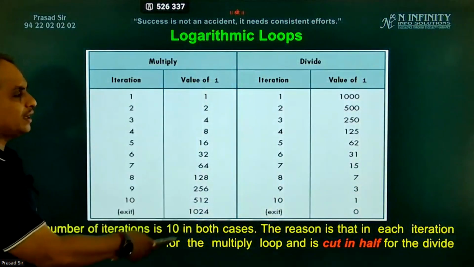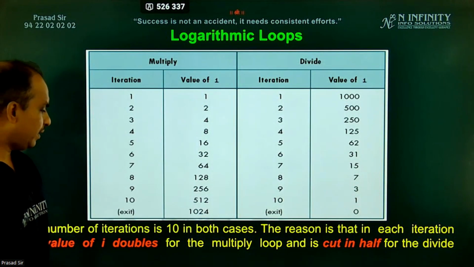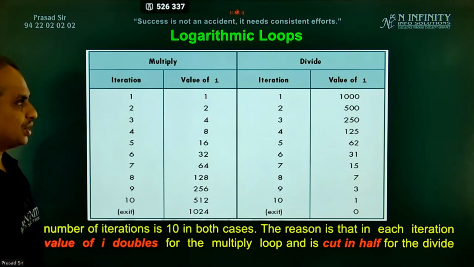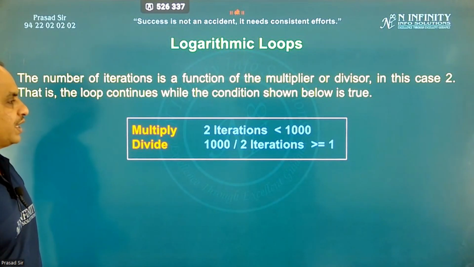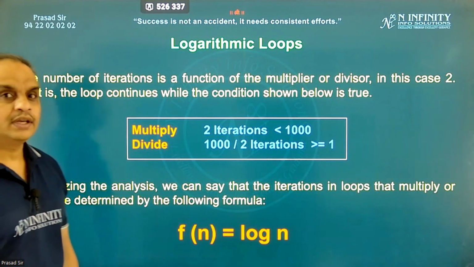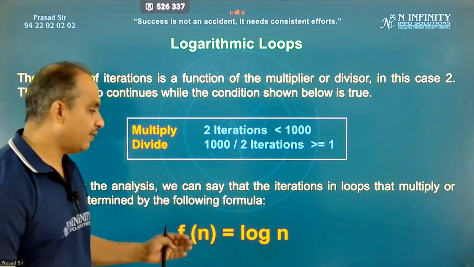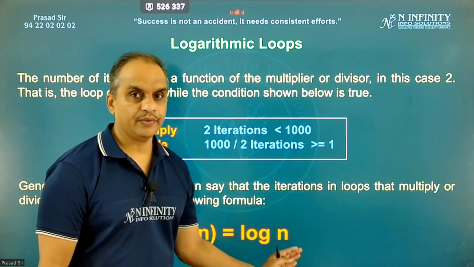Okay, so definitely so many iterations we need, right? Okay, so 10 iterations will be carried out in both the situations that we discussed, and in such a case we can say that the complexity or functionality of this loop can be given as log of n, right?